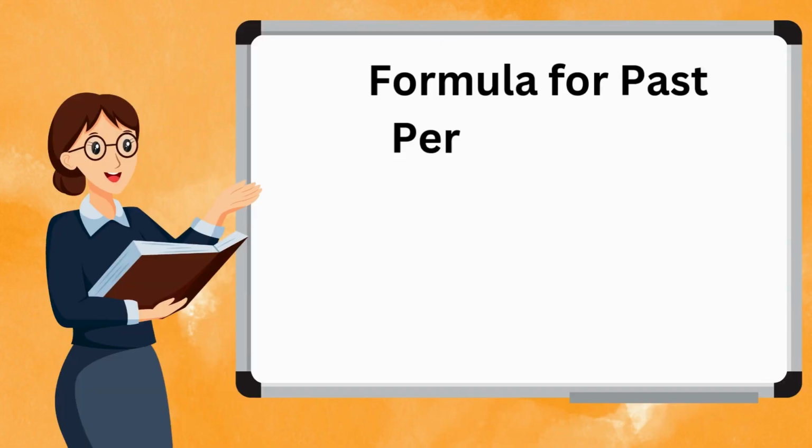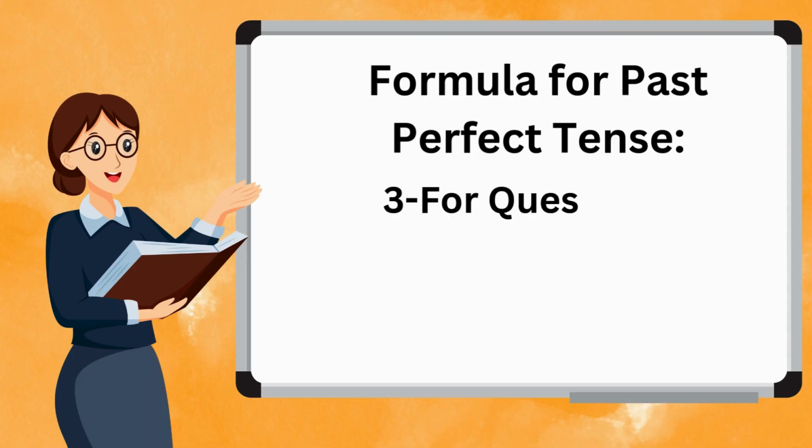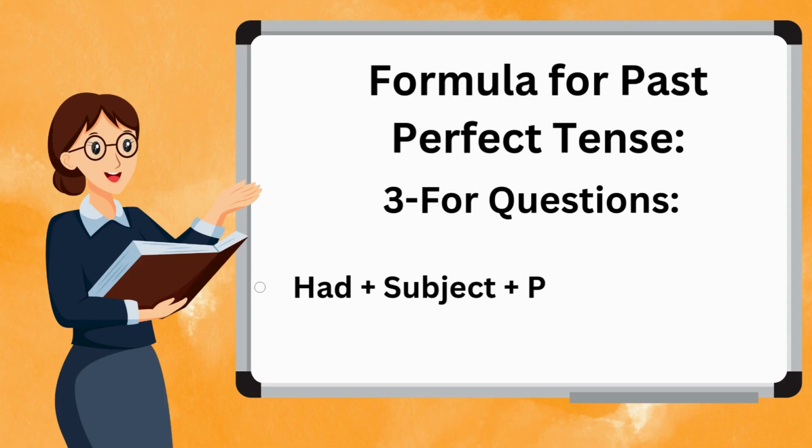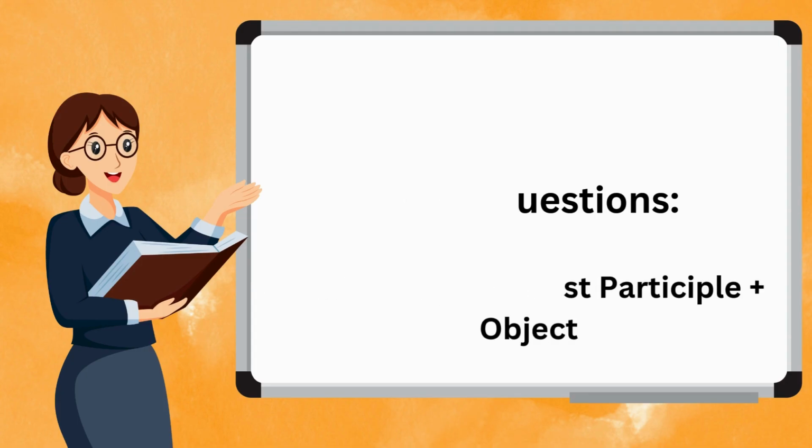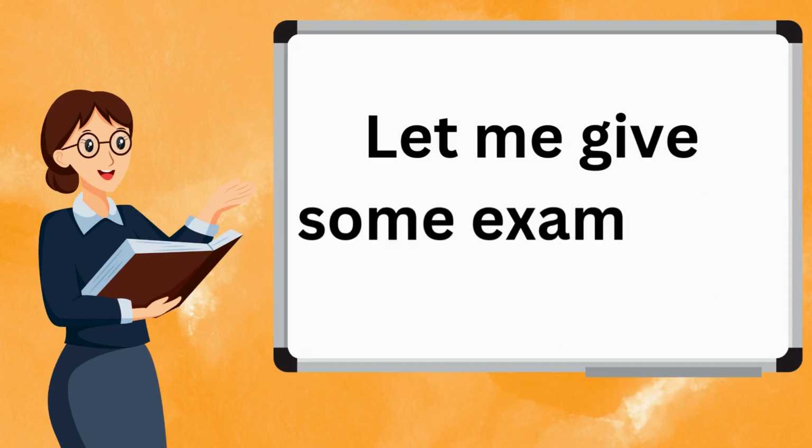Formula for past perfect tense. 3 for questions. Had plus subject plus past participle plus object. Let me give some examples.